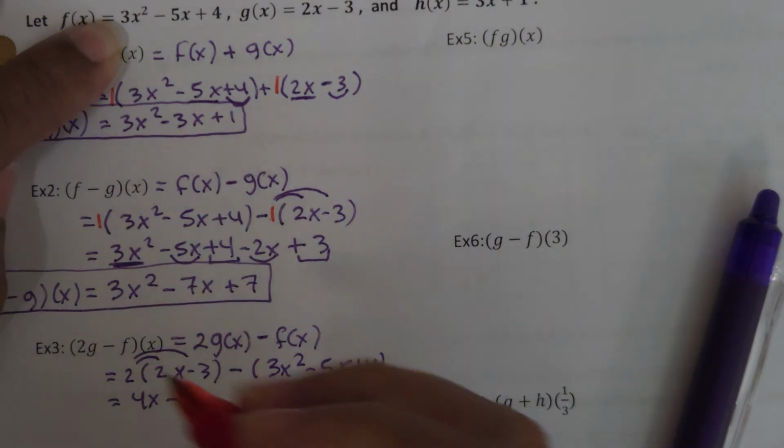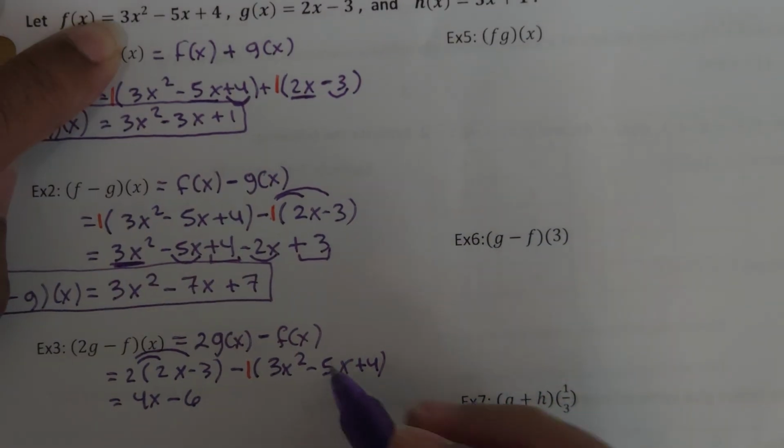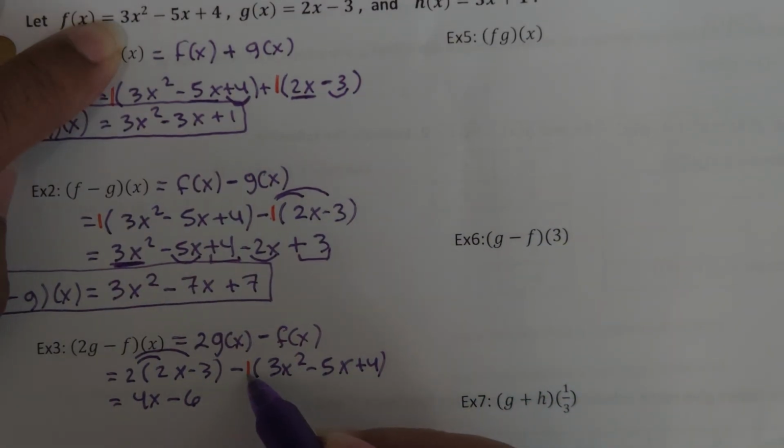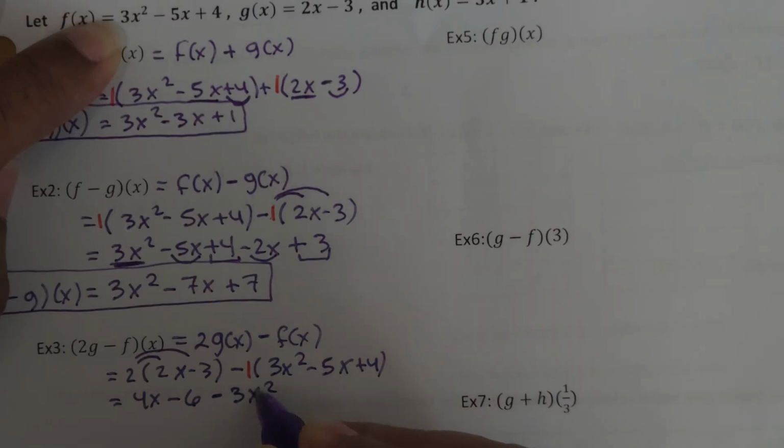Now again, there's a negative 1 implied that we need to distribute to these three terms. But all this is going to do is change the sign of the three terms. So the 3x to the second power becomes negative 3x to the second power, or square. And negative 1 times negative 5x becomes a positive 5x. Negative 1 times 4, that's a negative 4.